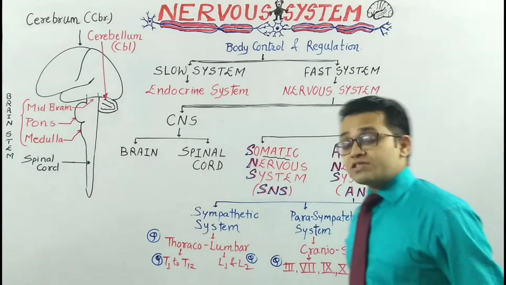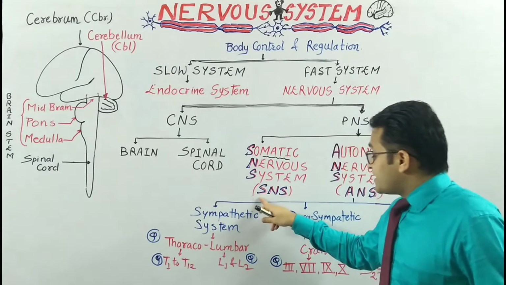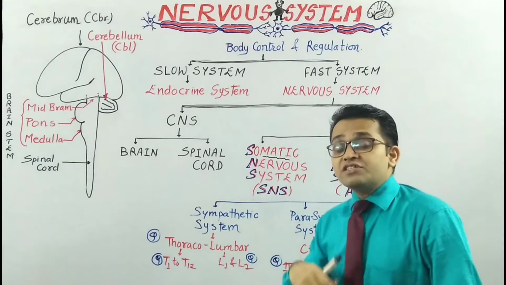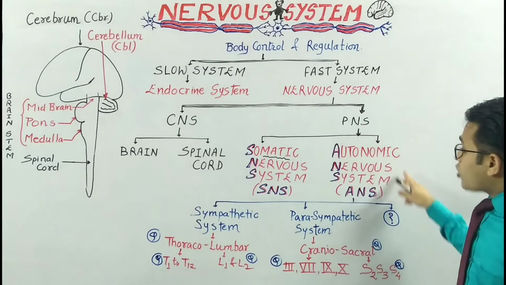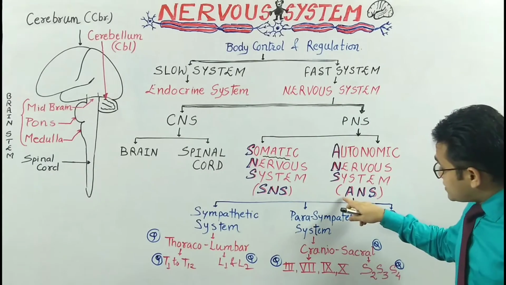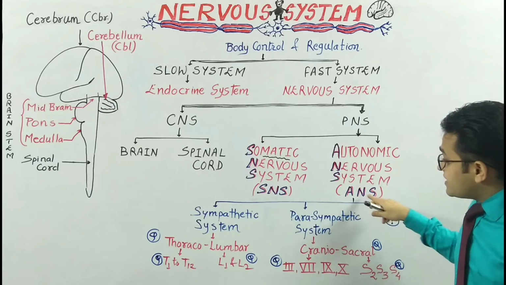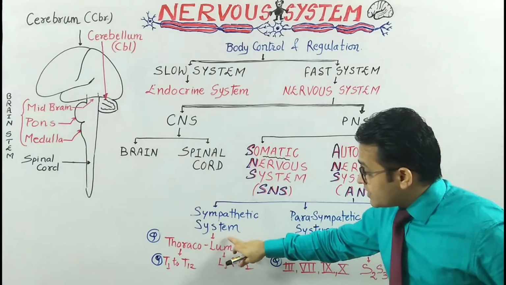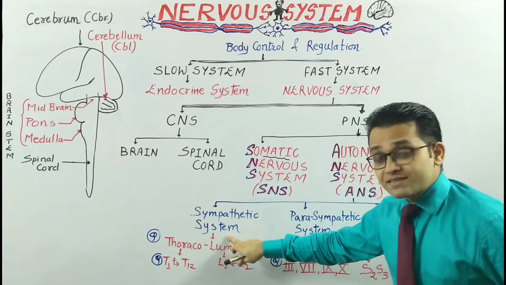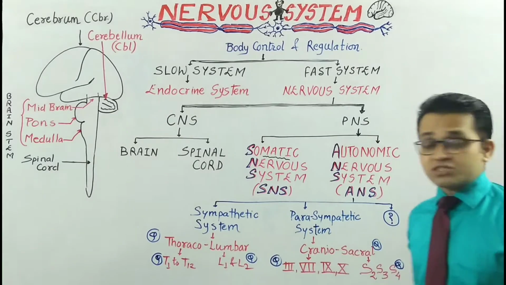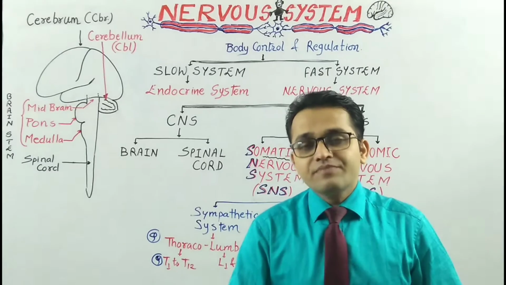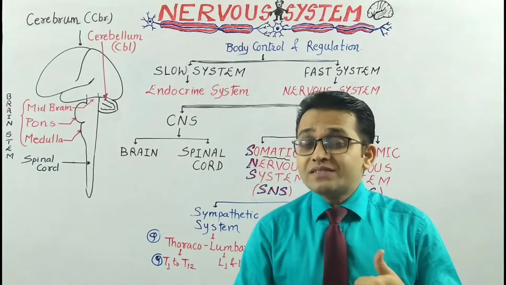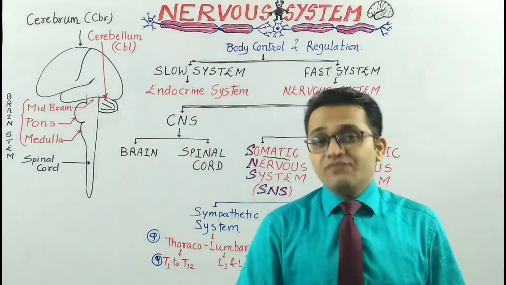So the somatic nervous system, in short, is indicated by SNS. We will study this later in detail, but you should know the autonomic nervous system is indicated by ANS. It is again divided into the sympathetic system and the parasympathetic system. What is the meaning of the sympathetic system? Sympathetic system means the system which keeps sympathy with us.